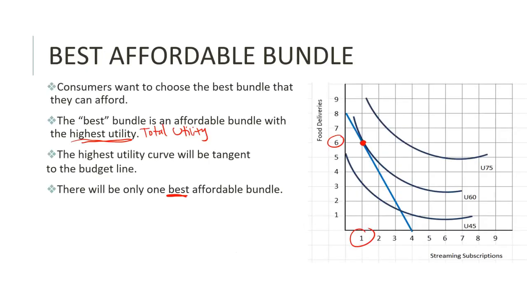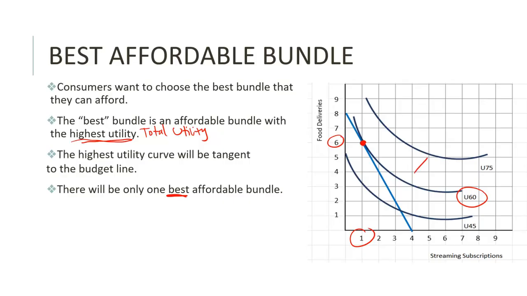Okay, so how we find that on a graph is you just look and you see which utility function is tangent to the line. So U55, U50, U70, you can have lots of them, you can have a couple. We're just looking for that one that's just barely touching it. So in this case, that's going to be utility of 60. We can get a maximum of 60 utility with this current income and set of prices.